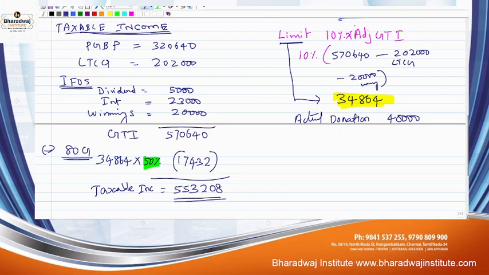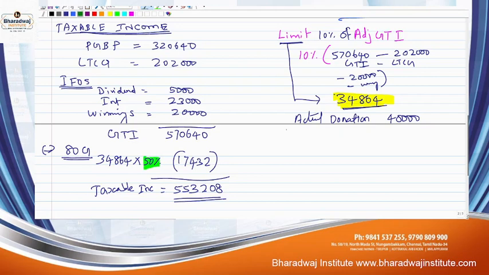Once again, I repeat. Limit for donation is 10% of adjusted gross total income. What is adjusted gross total income? Gross total income minus long-term capital gain, casual income, and other special rate taxed items. So this is the limit. 34,864 is the limit. Actual donations are 40,000. So 34,864 into 50% can be claimed. So taxable income is 5,53,208.